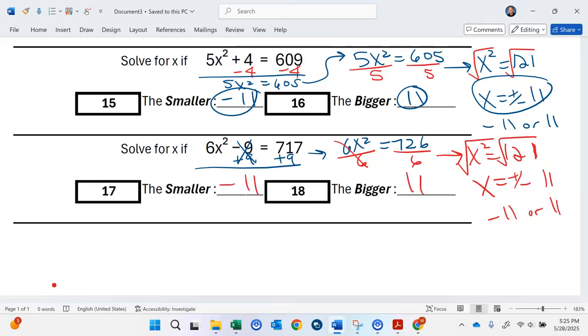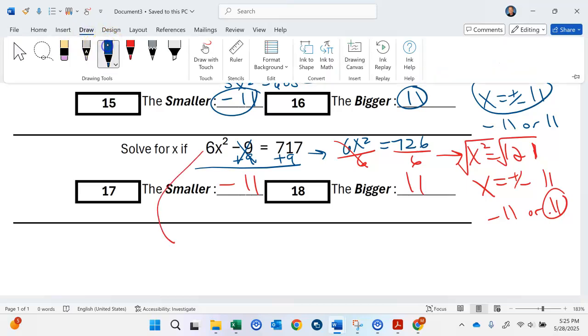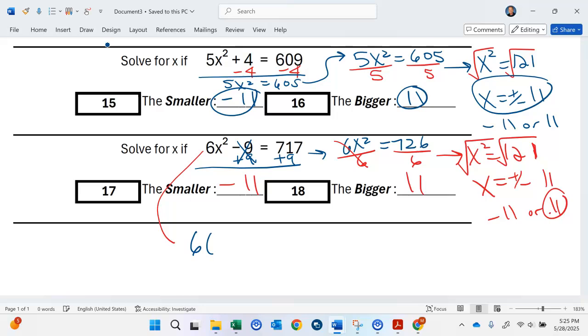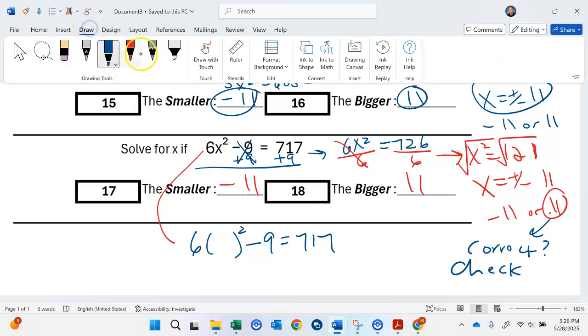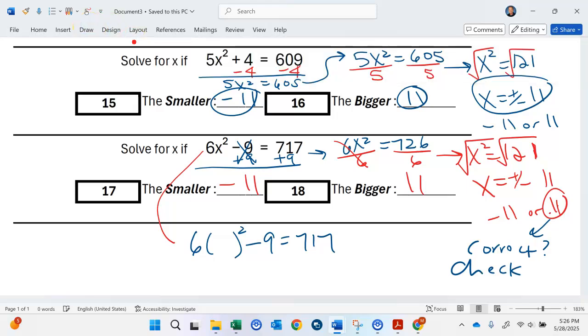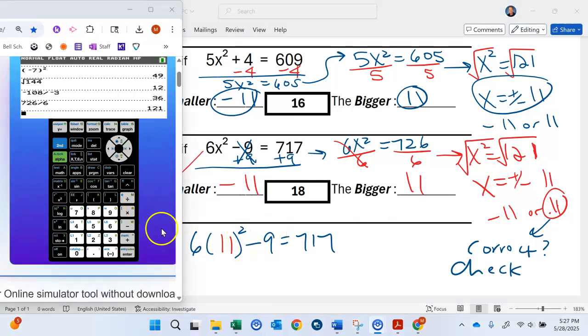Now also remember that once you get the solution, if you want to check your answer, let's check 11. You should be able to come down here and put it back in the equation. So 6 times, let's write it like this. So is this correct? We can check. So we're going to take this 11 and put it right there. Okay, so let's put this in the calculator.